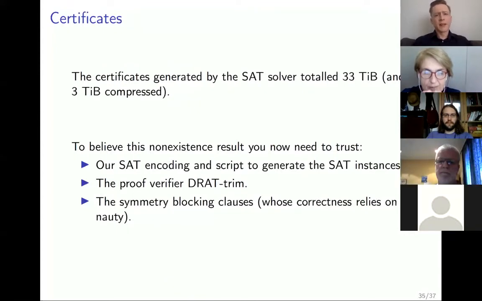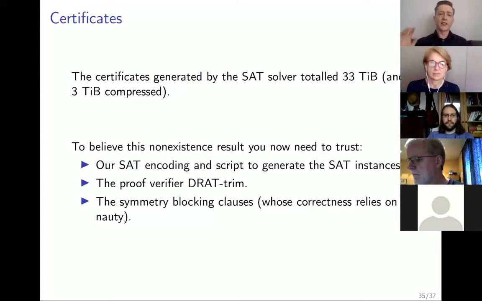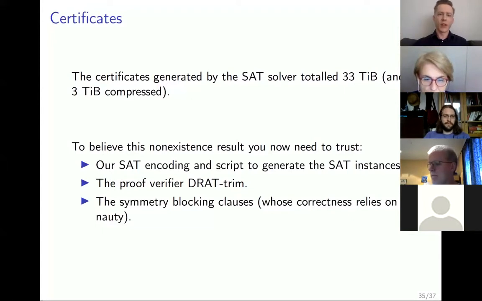So the certificates, as I mentioned, are generated as the SAT solver is solving these SAT instances. They are of a significant size. They're about 3 terabytes in total. But the upshot is once you have those certificates, now you don't have to trust any special purpose code, right? The things you have to trust are, first of all, the SAT encoding. This is pretty straightforward. I already outlined it for you. You also have to trust the generation script for the SAT encoding. And then the proof verifier, drat-trim. This is a standard proof verifier from the SAT community. There's lots of them. You can run it on other proof verifiers.